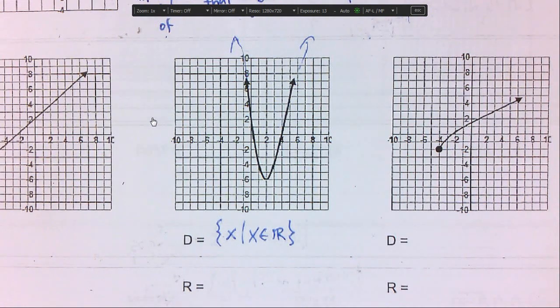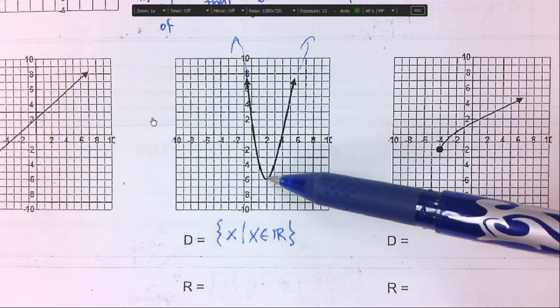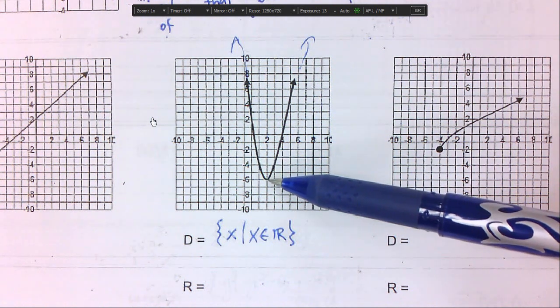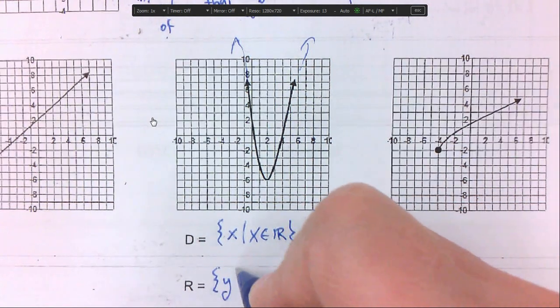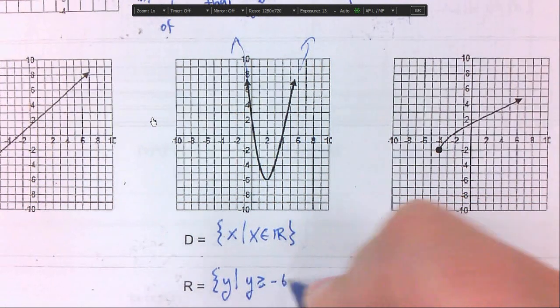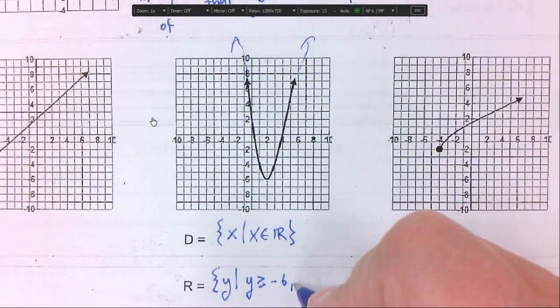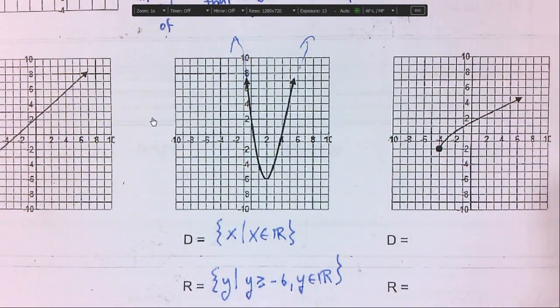No other condition. But that's not the same for range, because as you can see, the lowest the y's can be is -6. So there is a condition on the y. So the range is a set of all y's such that y is greater than or equal to -6, and y is an element of the real numbers.